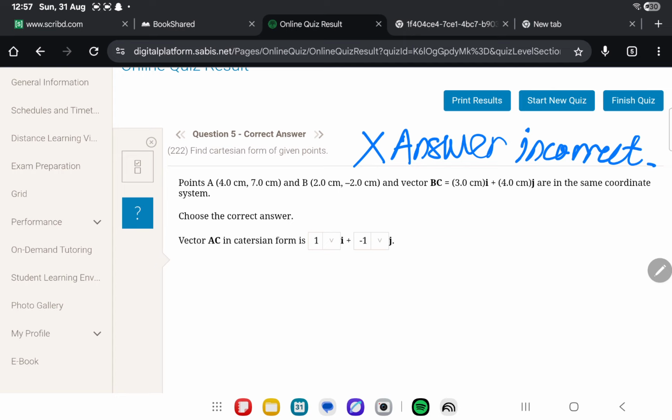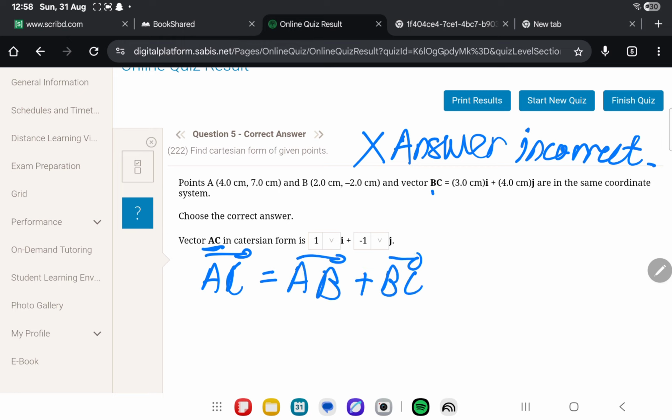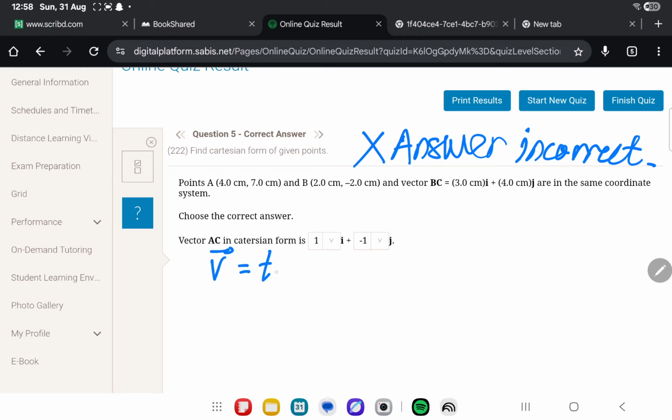Okay, I'll show you the correct answer and the correct way to do it. There's two ways to do it. There's actually multiple, but I'll do the one that is the easiest, then I'll do the way that I usually do. You would realize that vector AC is actually just vector AB plus vector BC. We have vector BC given, so we just have to find vector AB, and we have points A and B. Now, how do you find vector AB? Remember that a vector is the terminal point, which is the final point, minus the initial point.